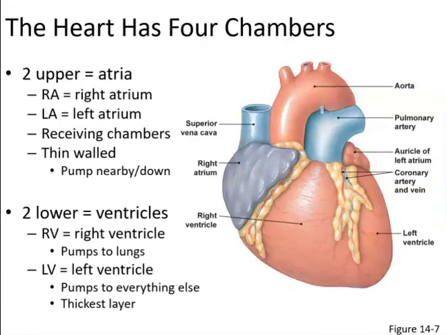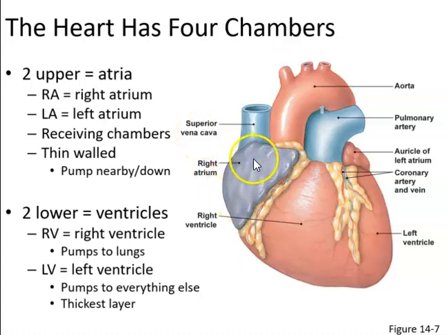Now we'll talk a little bit about the anatomy of the heart. We know that the heart has 4 chambers. The 2 upper chambers are known as the atria, being the plural form. We have a right atrium and a left atrium. The atria are the receiving chambers, receiving blood on the right from the system, or on the left receiving blood from the lungs. These atria are very thin-walled, and they pump downward towards the ventricles.